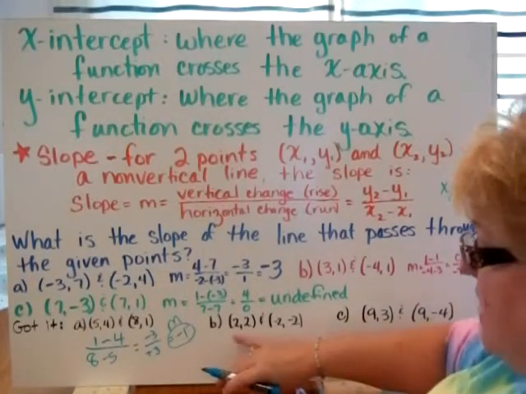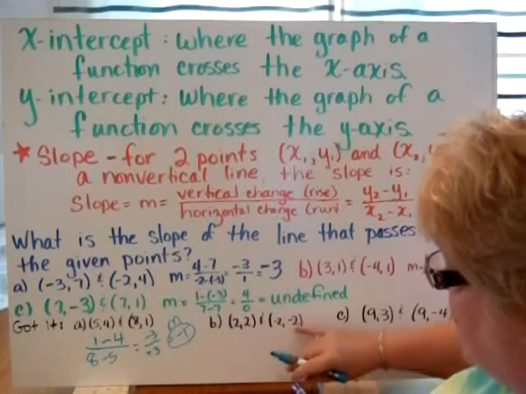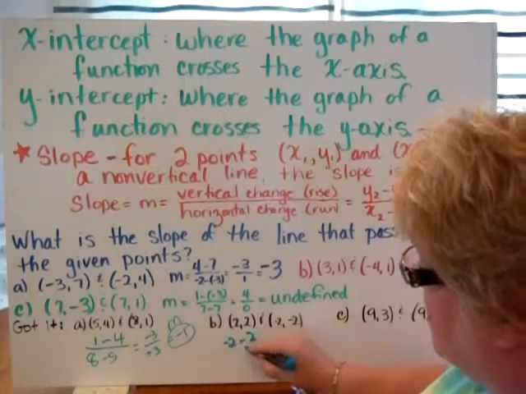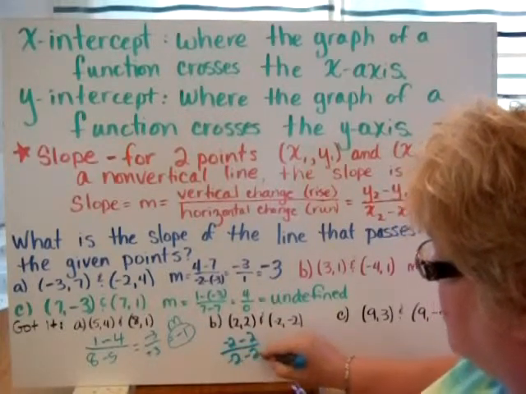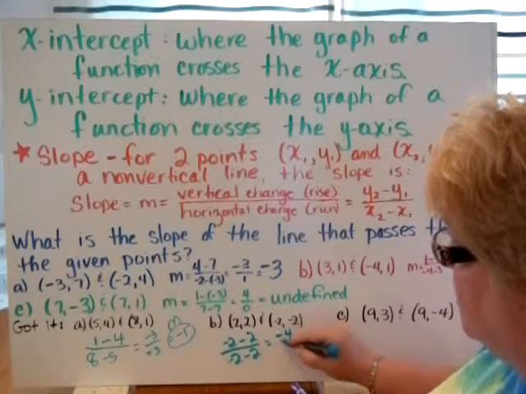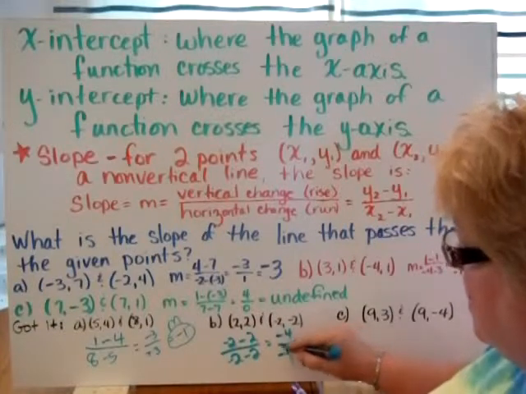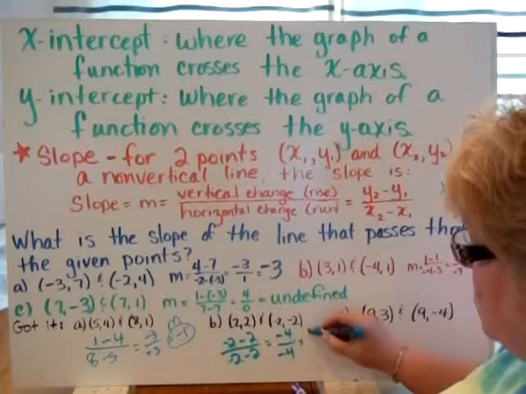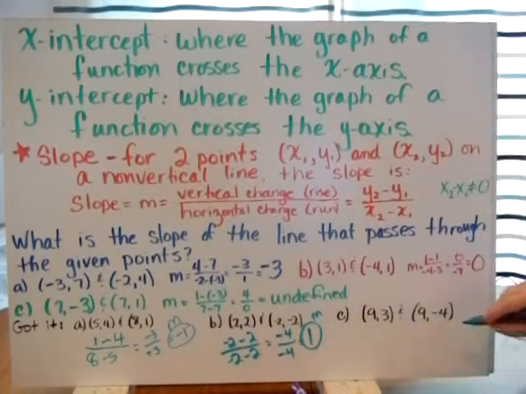On the next problem, we have the point 2, 2, and the other point negative 2, negative 2. So we have negative 2 minus 2 divided by negative 2 minus 2. Negative 2 minus 2 is a negative 4. Negative divided by negative is a positive, and any number divided by itself is 1. So our slope is a positive 1.